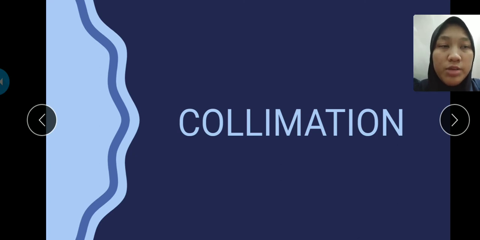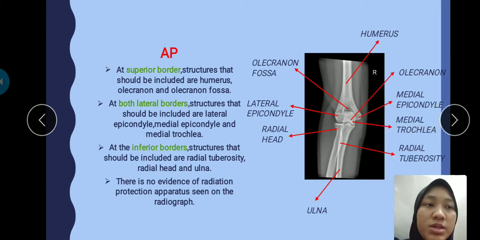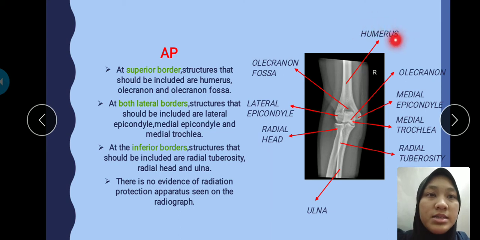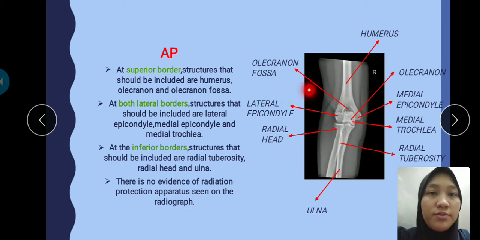Okay, we continue to the collimation. For collimation AP projection at the superior border, structures that should be included are humerus, olecranon and olecranon fossa. Sorry, this is olecranon and this is olecranon fossa. Okay, at both lateral borders, structures that should be included are lateral epicondyle, medial epicondyle, and medial trochlea. Okay, at the inferior borders, structures that should be included are radial tuberosity, radial head, and ulna. So, there is no evidence of radiation protection apparatus seen on this radiograph.